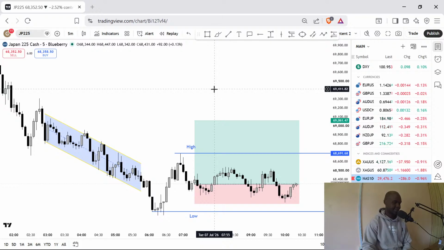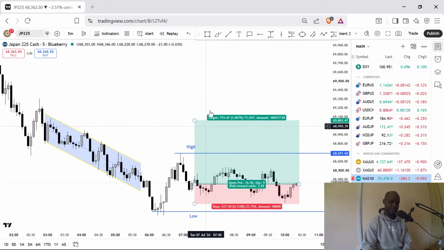We actually need one strong bullish candle. One really strong impulsive candle will take us above this high.